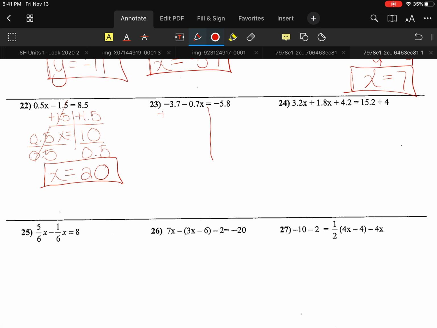Number 23, no combining, no distributing. I'm going to start by adding 3.7 because that doesn't have an x to my negative 5.8.